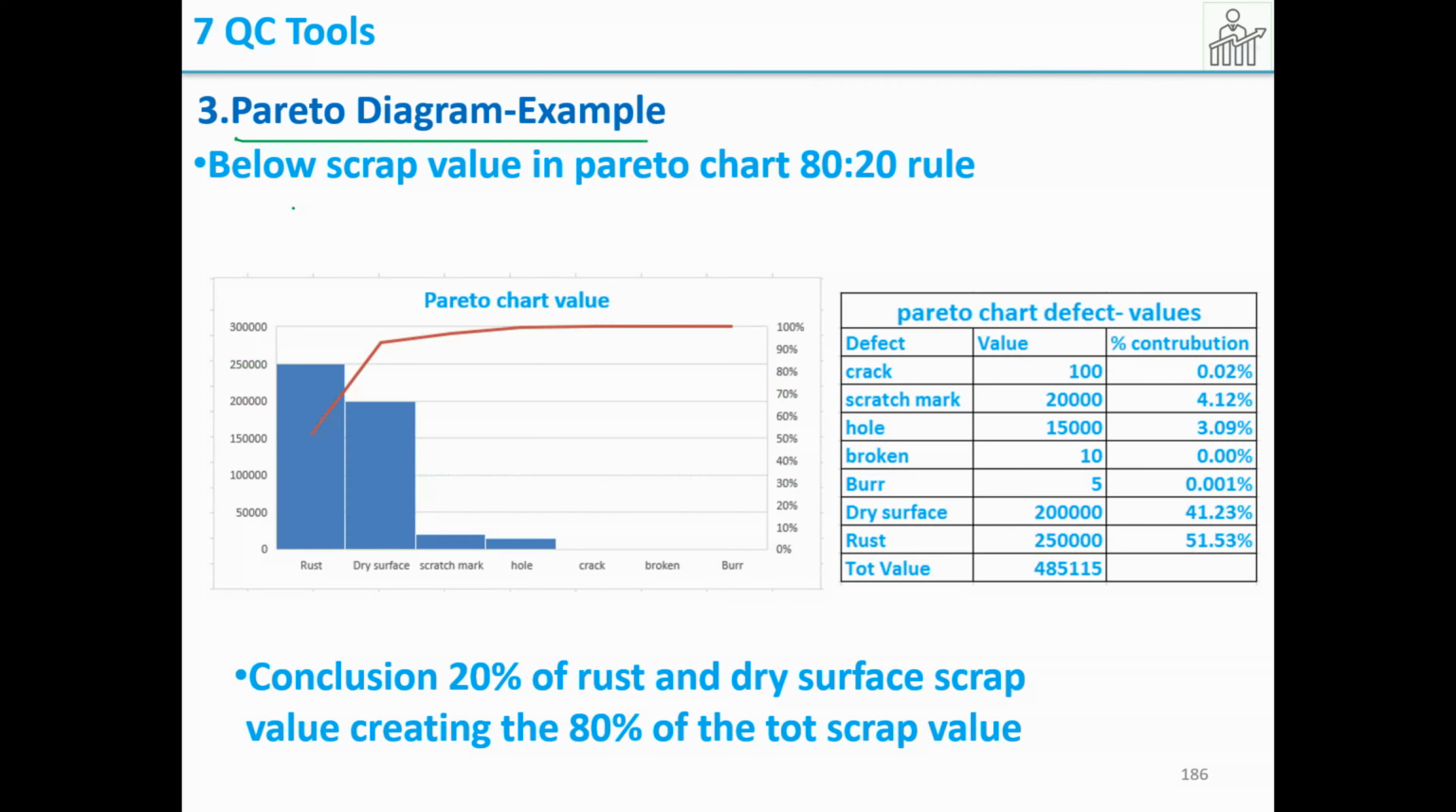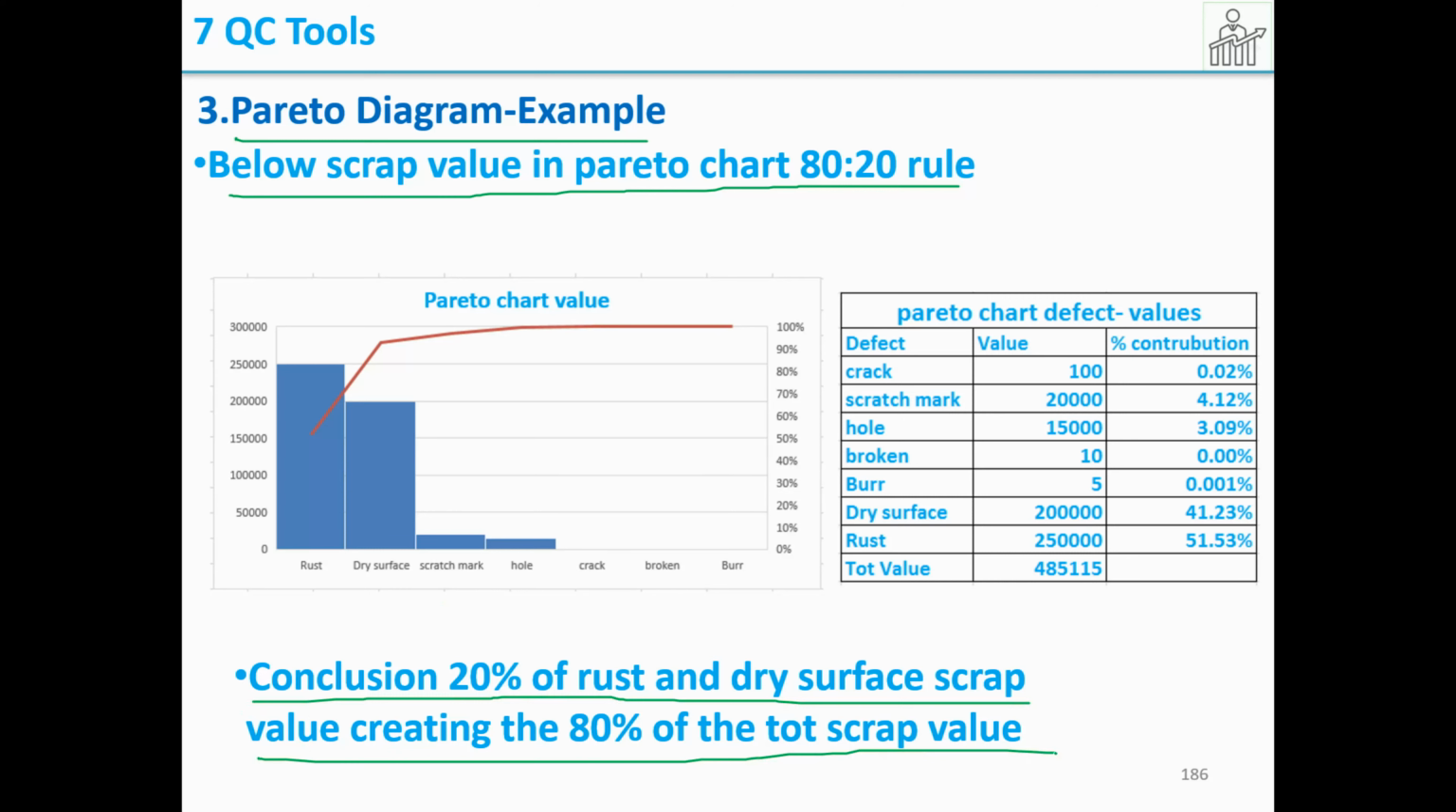Pareto diagram example: scrap value in a Pareto chart, 80-20 rule. So these are defects and they are converted into value. If you see, totally, rust and dry surface are contributing 80% of the money for the scrap value. Conclusion: 20% of defects, rust and dry surface, create 80% of the total scrap value.